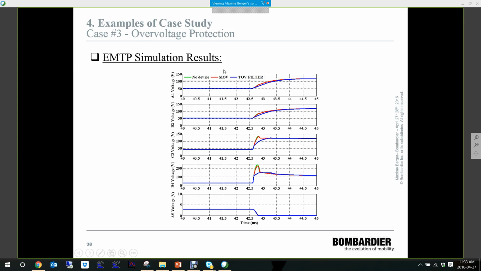When we add the MOV, we see a slight decrease in the transient overvoltage. However, when we add our filter capacitor, we see that the voltage is really clamped. Another thing that we can also see is that as we move away from the circuit breaker, the transient overvoltage, of course, decreases as well.